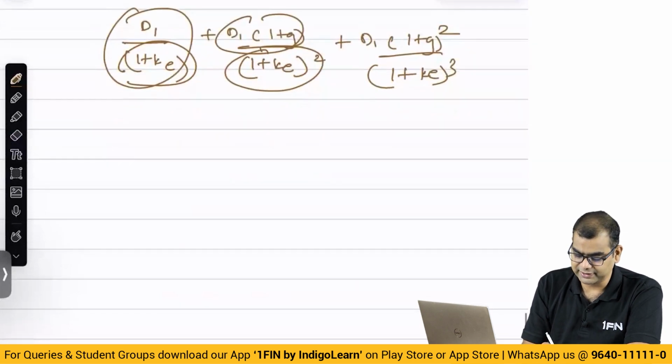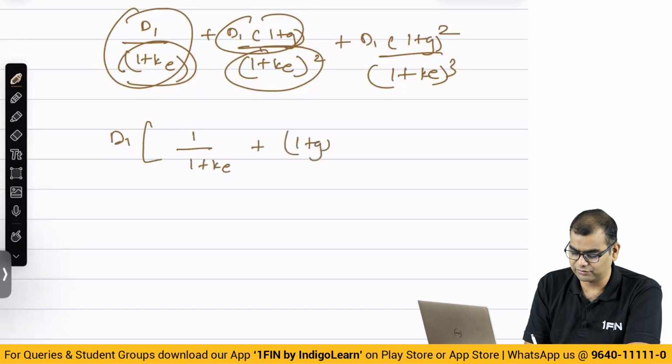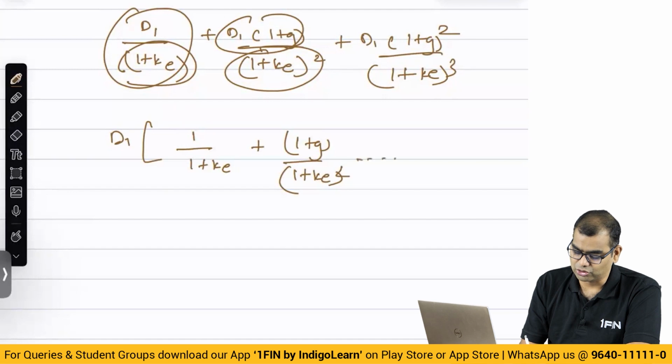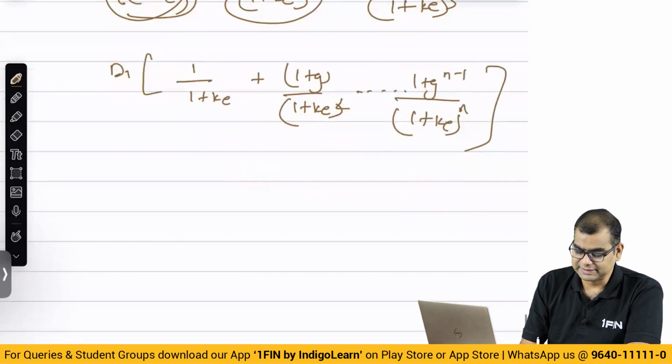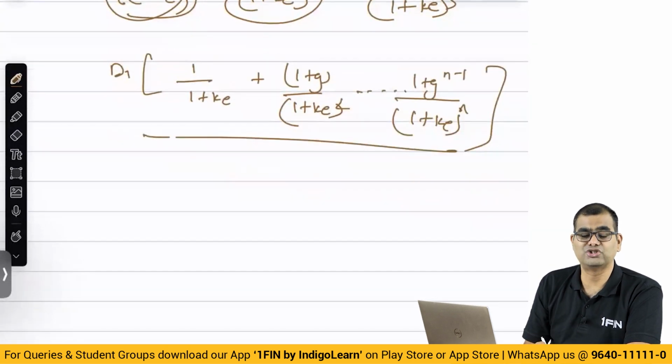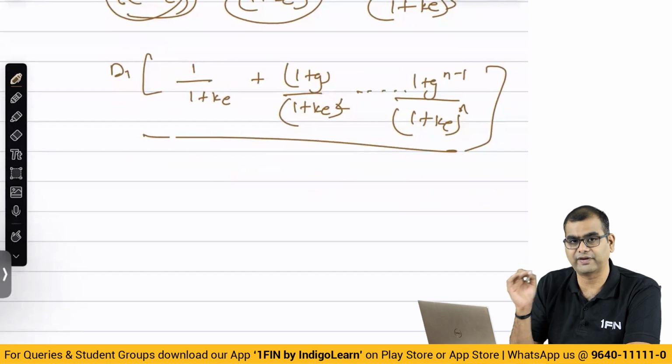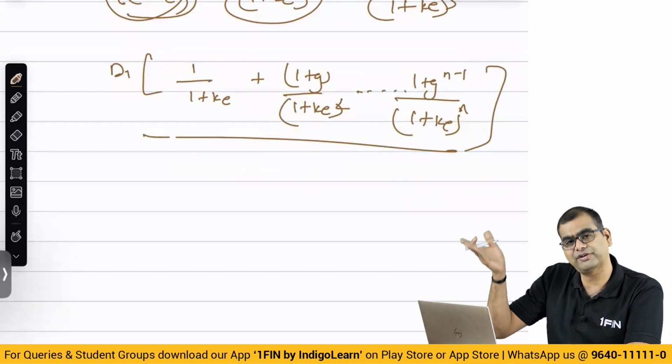So what is happening here? You have D1 as common. You take D1 common out. Then you have 1 by 1 plus KE. Then (1 plus G) by (1 plus KE) whole square. Like that you have the series. Now this goes on, up to (1 plus G) power n minus 1 by (1 plus KE) power n. This is an infinite GP, a geometric progression where it is going infinitely. Why? Because we have assumed a constant growth rate forever.